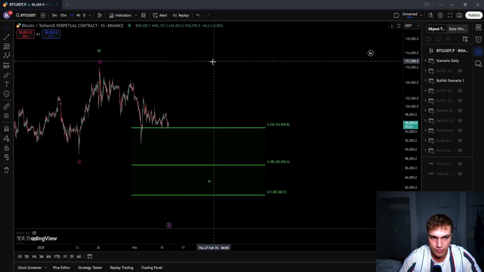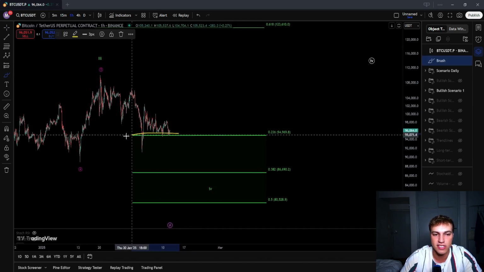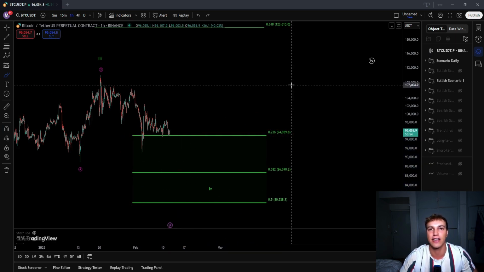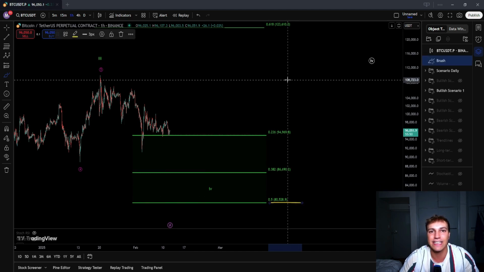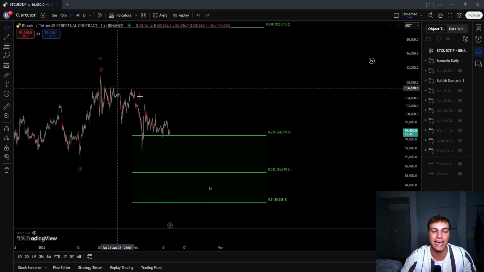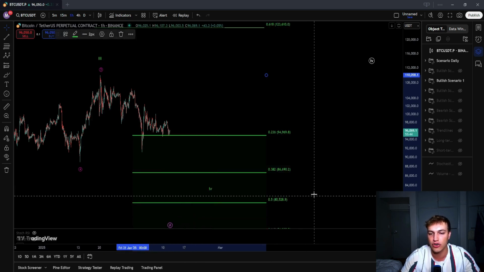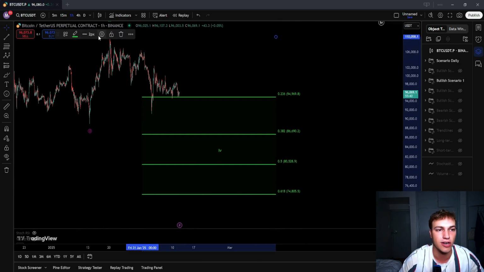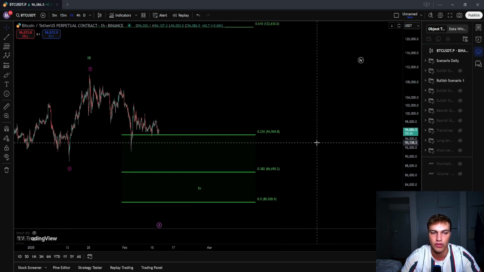So currently we are targeting this box here at 0.236 at 94,969 to the 0.5 at 80,528. The invalidation for this wave 4 would be the 0.618 at 74,800, but we are nowhere close to there yet, and we still expect bullish price action on the chart.